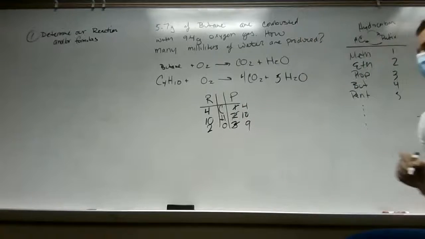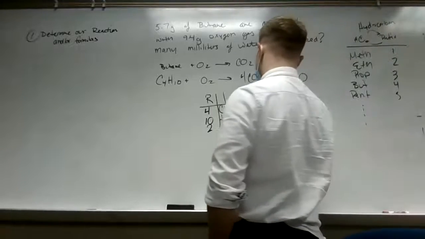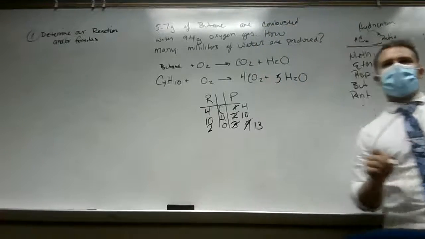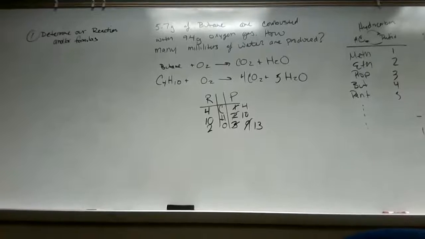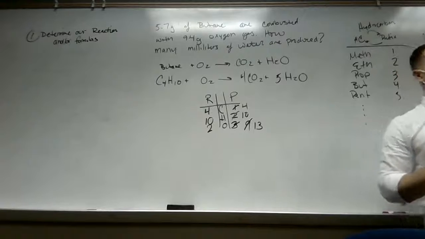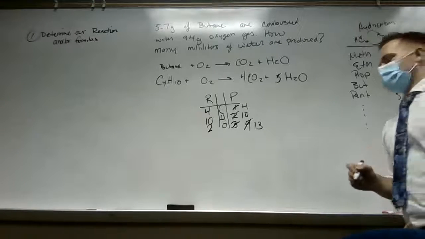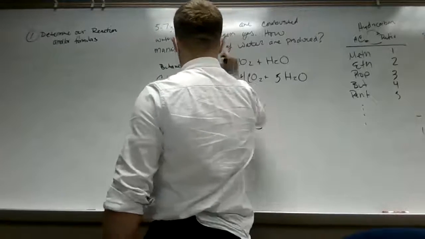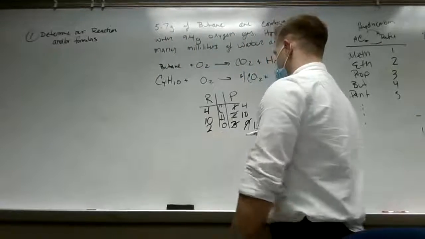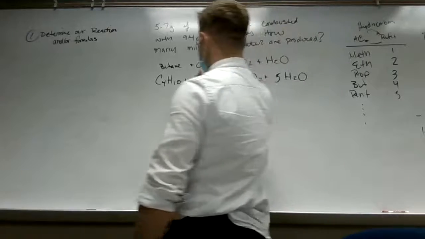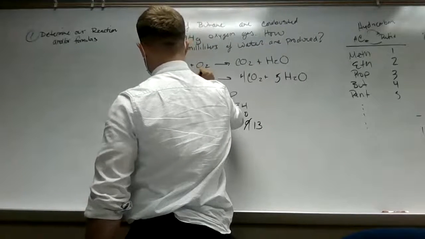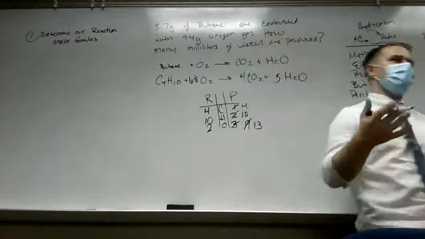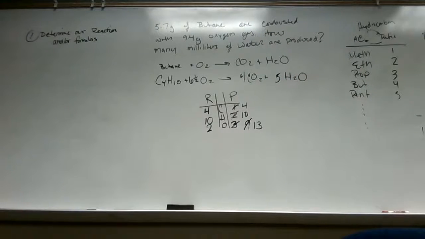Now how many oxygen do we have? 13. 13. Well, that's tricky. Anybody remember what you're going to do to get around that problem? Double everything. Well, first, let's figure out how many oxygen we need before we double everything. So we're going to say we have 2. We need 13. 13 divided by 2 gives us 6.5. So temporarily, we're going to say that we have 6.5 oxygen.